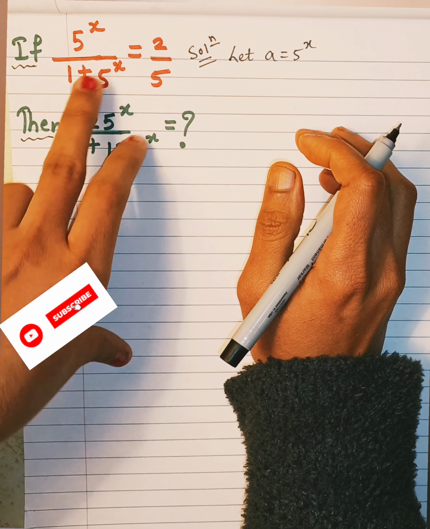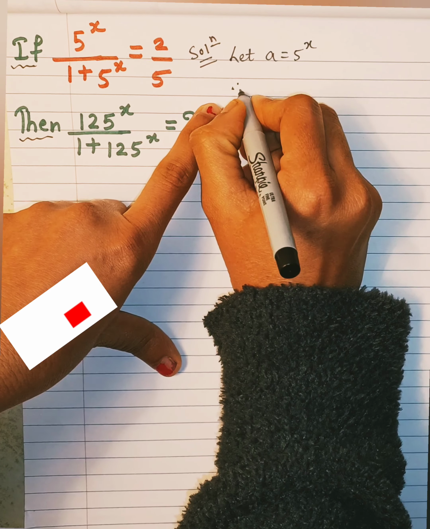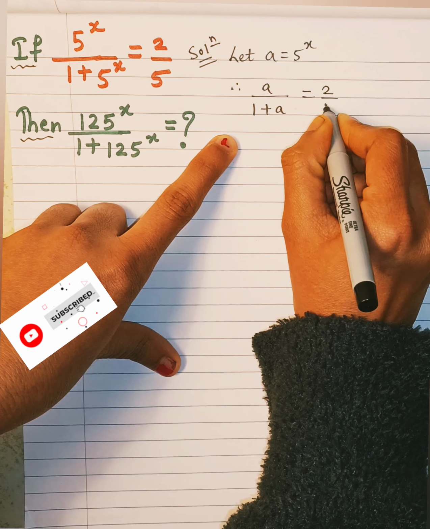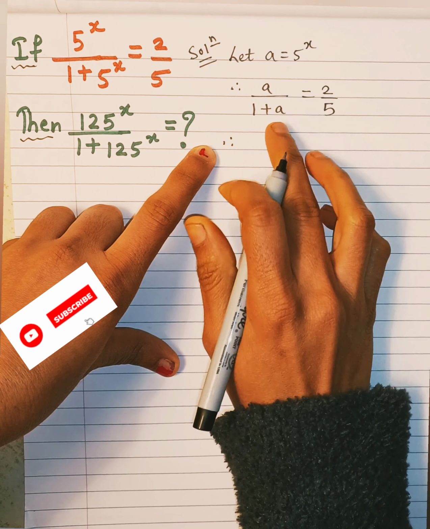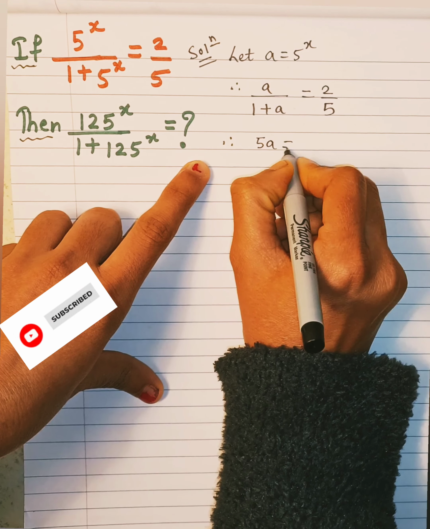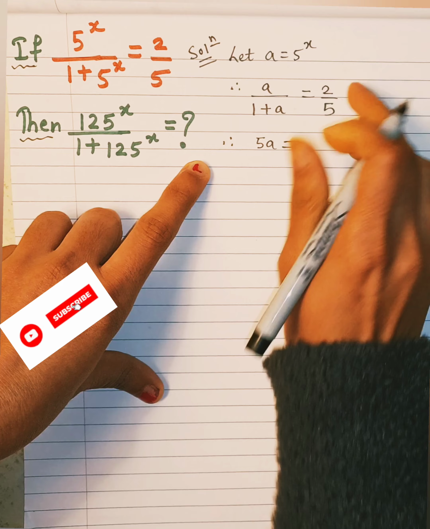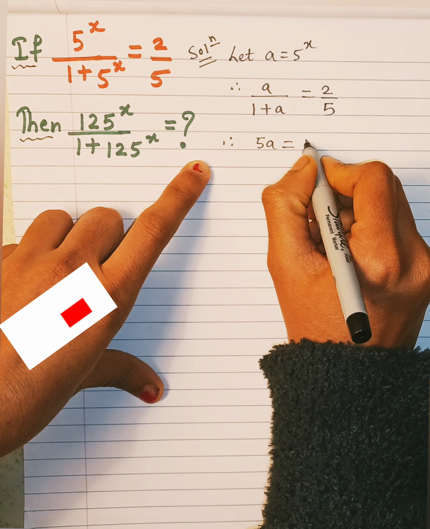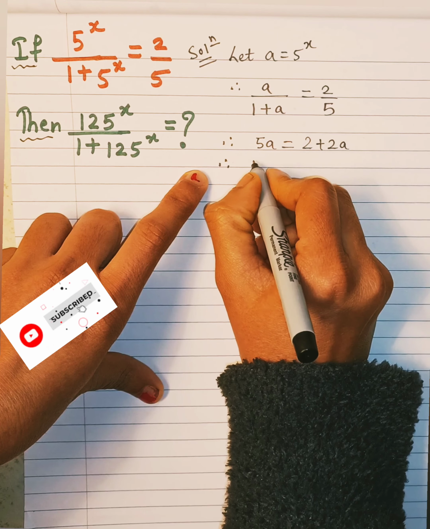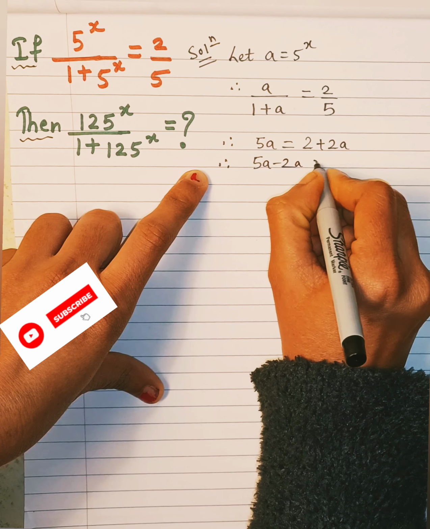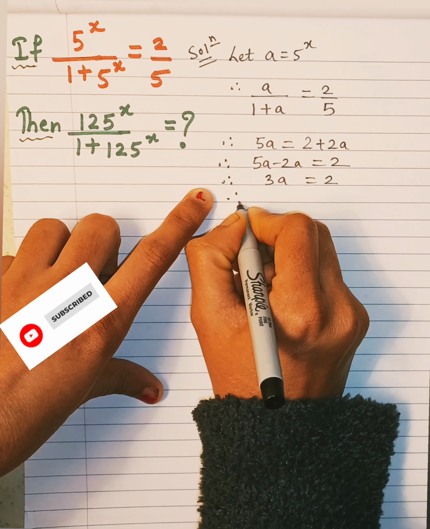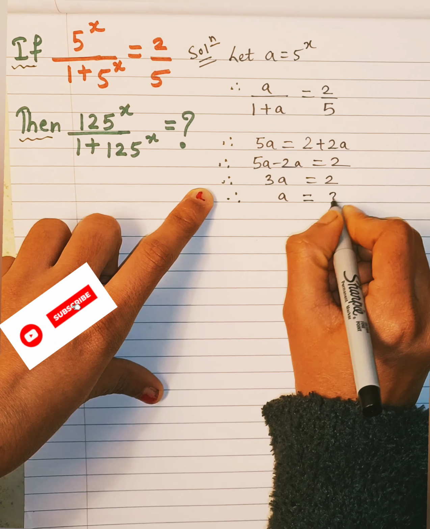So 5 raised to x upon 1 plus 5 raised to x will become a upon 1 plus a equals 2 upon 5. Now we will cross multiply this. So this 5 will get multiplied here, so this will be 5a, and this 1 plus a will be multiplied with 2. After multiplying we will get 2 plus 2a. Now this 2a I am transposing here. So I will get 5a minus 2a equals 2, that is 3a equals 2, and that is a equals 2 upon 3.